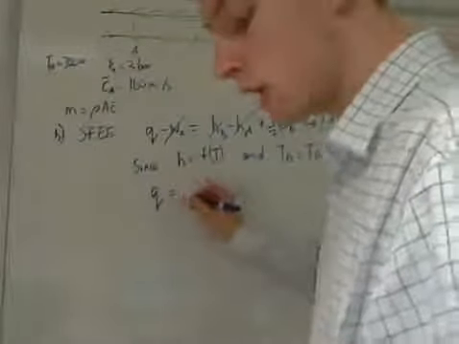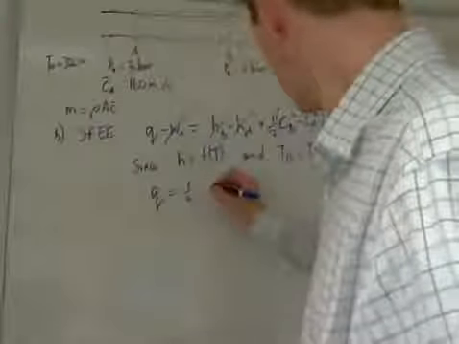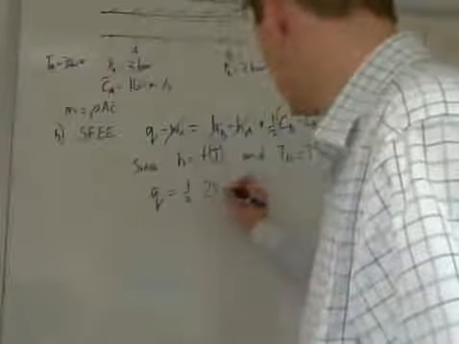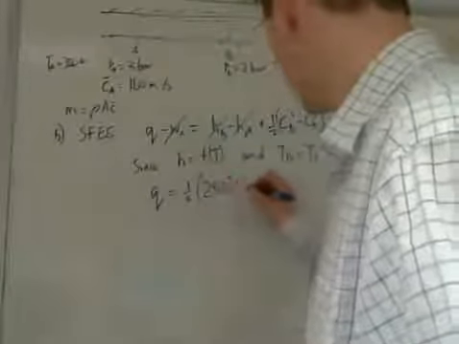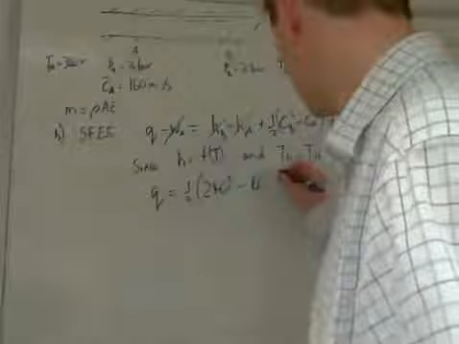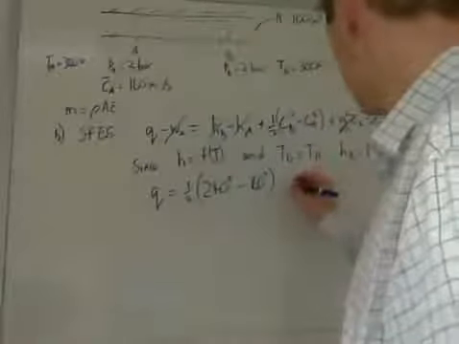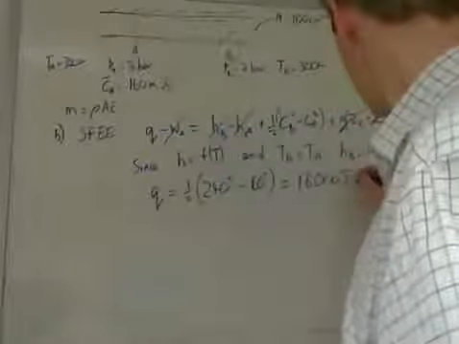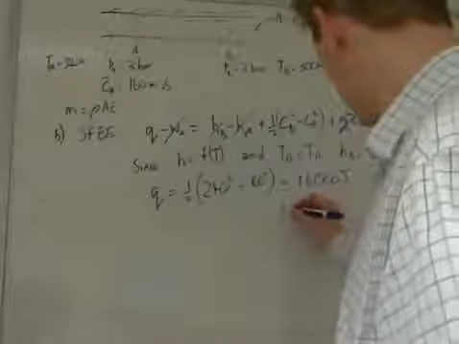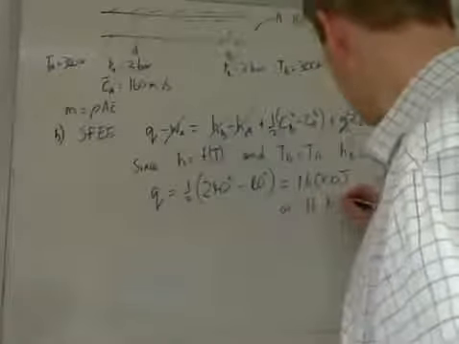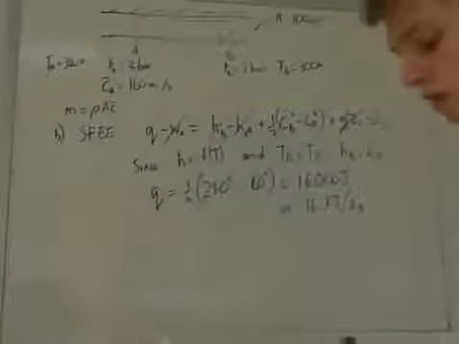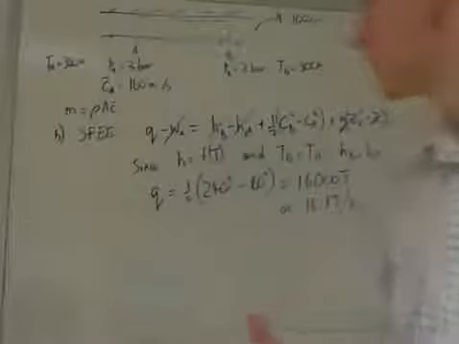So heat input per kilo of flow is equal to half CB squared, and we could put the value in there straight away since we've calculated it already, which was 240 meters per second, squared, minus 160 meters per second, squared. If we put the numbers in, that gives us 16,000 joules, or 16 kilojoules per kilogram, since we wrote the equation in terms of kilos. So that's adequate. That's the answer to that question.